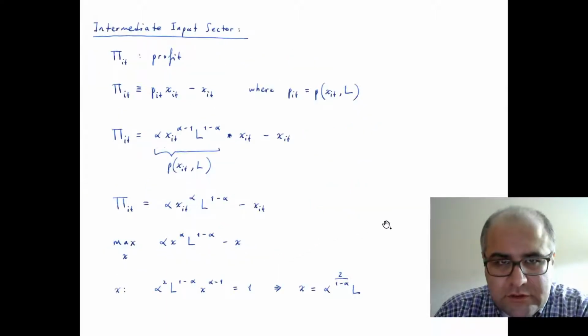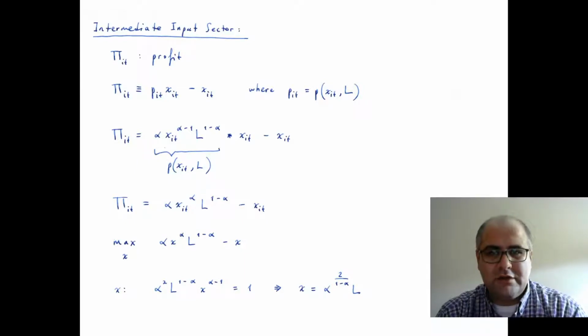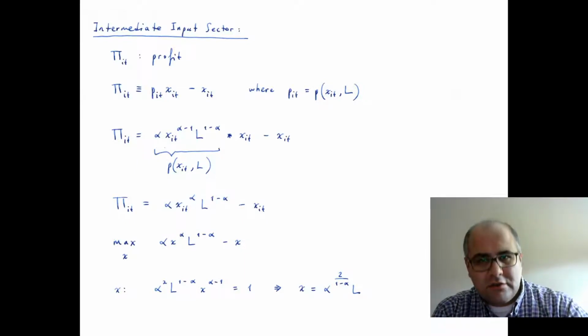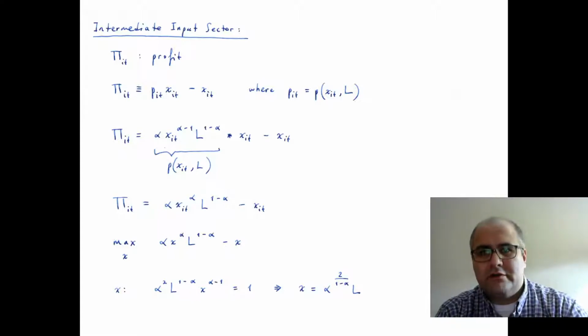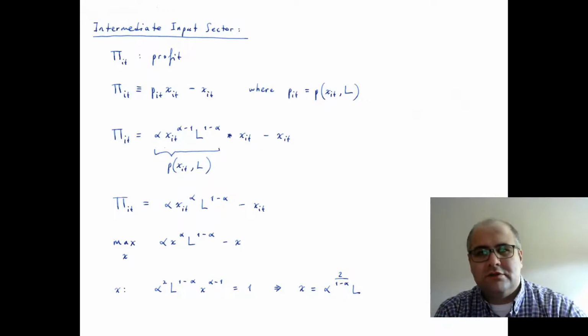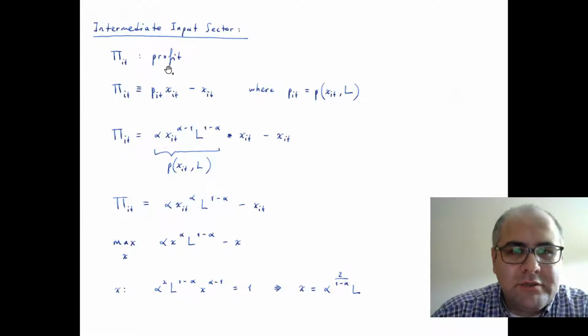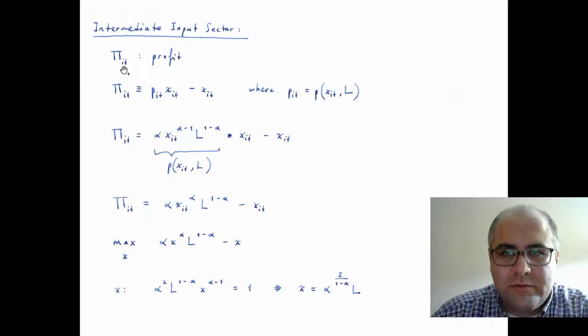Okay, so now the intermediate input sector. This is the sector that creates positive profits in equilibrium, and this is because each machine is produced by a local monopoly. That's the market structure that we take as given, and you may imagine that in the background there is a patent law that gives the sole production rights to these monopolies. So pi_it will be the profit for the local monopoly i at period t, or time t. That profit is written in this way. So be careful here.